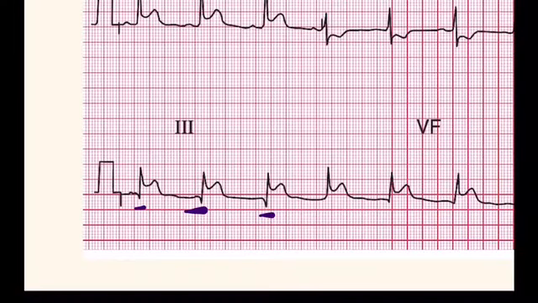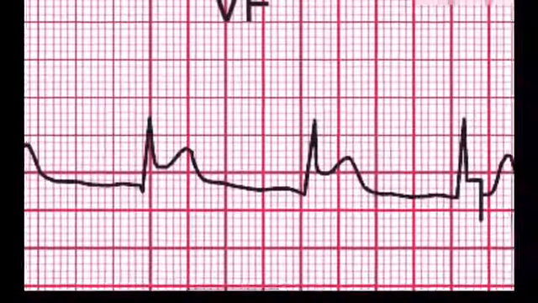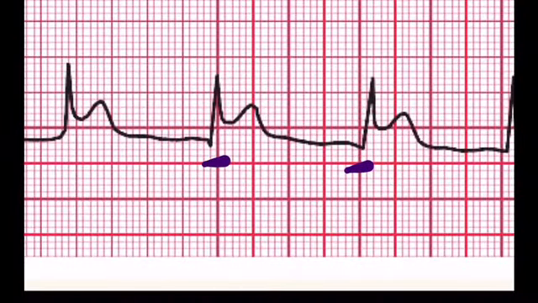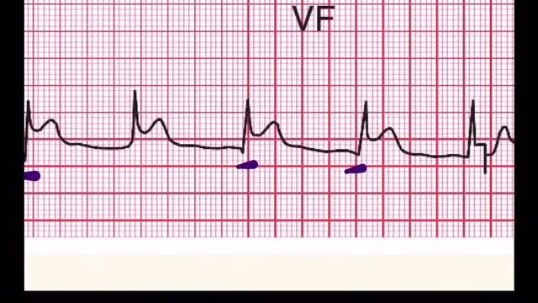Now to confirm my diagnosis, I will be checking the lead VF. There is a Q wave. Although it is not that significant, because there is a Q wave in the third lead, I can make the diagnosis, even with this small Q wave, that it is an infarction in the inferior side of the heart.